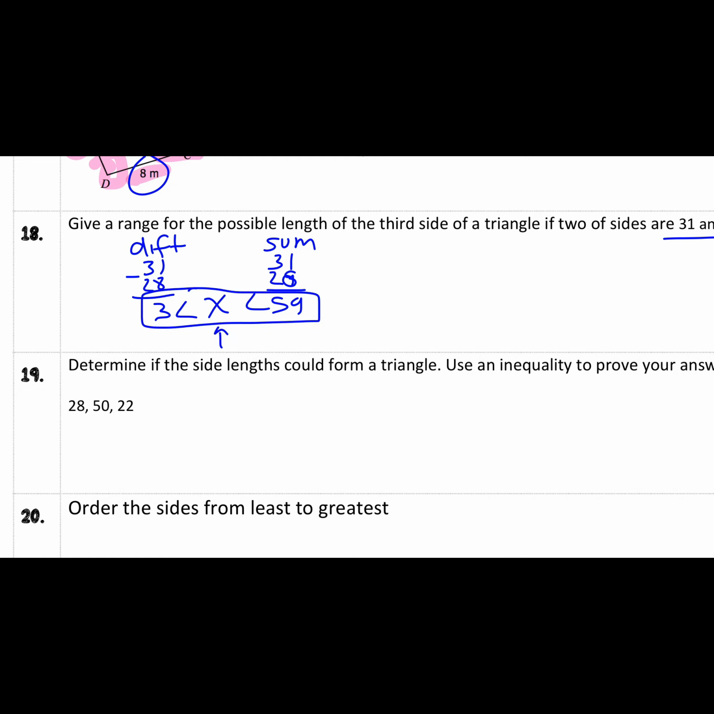So this is how you write a range in math. This is not a range in math. This looks like a subtraction statement. Okay? A range uses inequality symbols to show the bounds of that range.